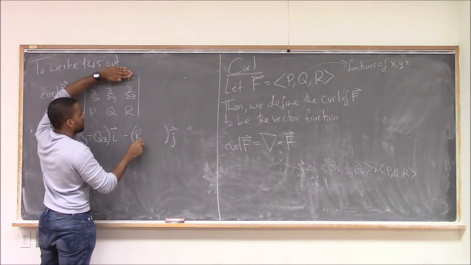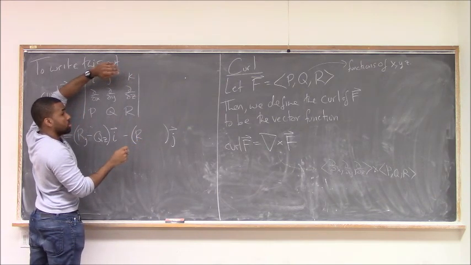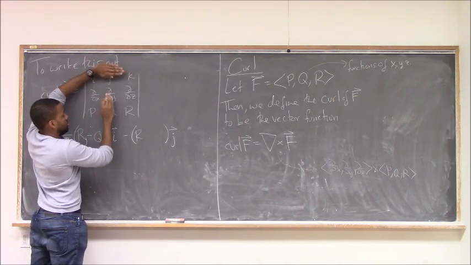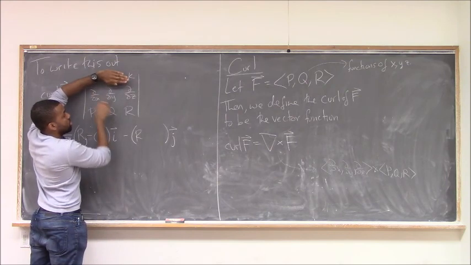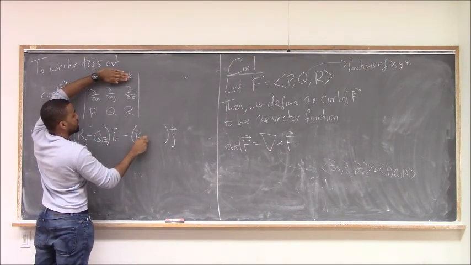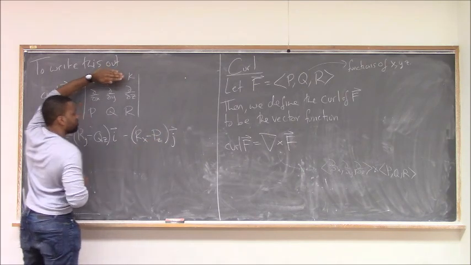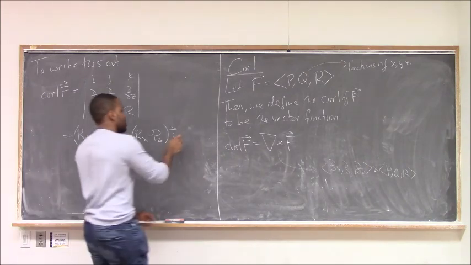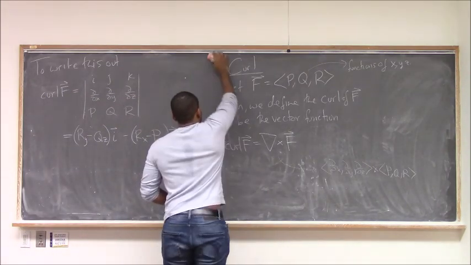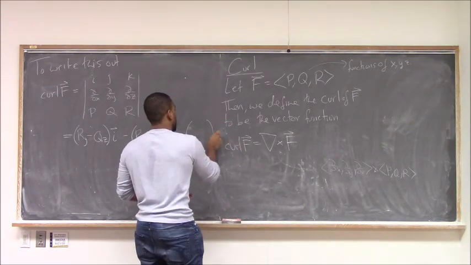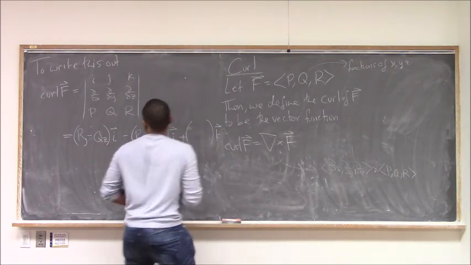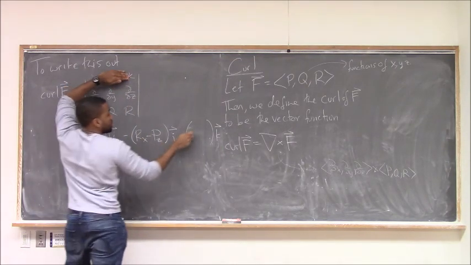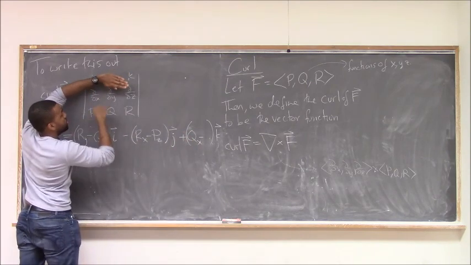Why is it plus in the textbook? It's plus if they switch this. So here it's the partial of R with respect to x minus the partial of P with respect to z. And then plus the k component. Block out everything in that row and that column. It's the partial of Q with respect to x minus the partial of P with respect to y.